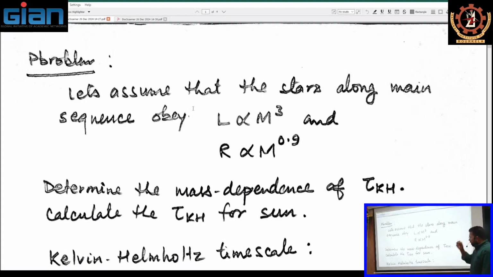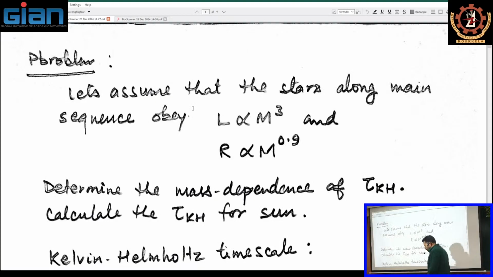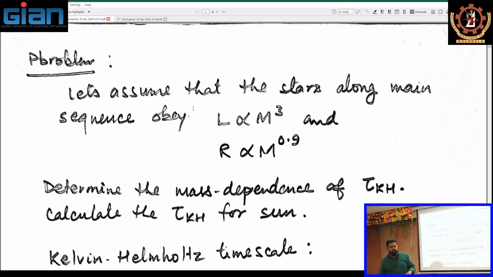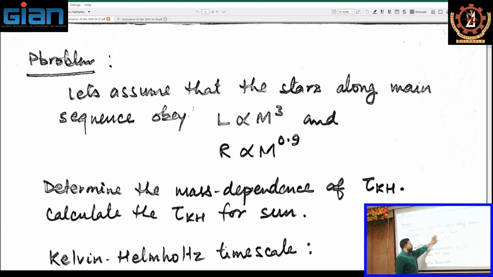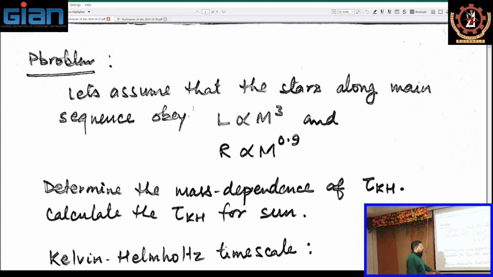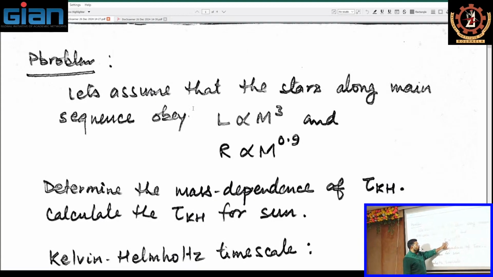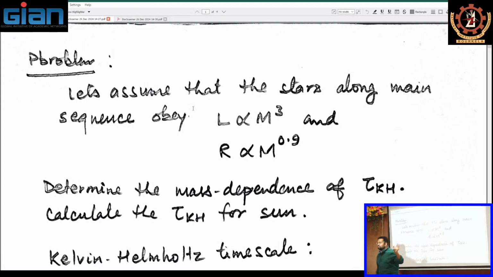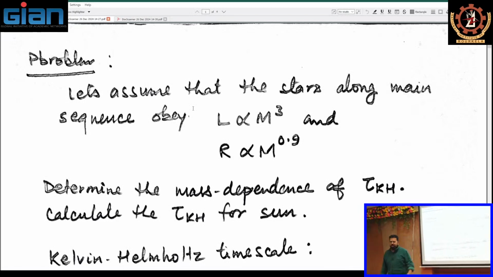Now let's assume that we have a group of stars along the main sequence, and they obey the mass-luminosity relation we have just derived. So for them, luminosity is related to M cube, and they also have a relation between radius and mass, where radius is almost proportional to mass. Here in this case we are taking not exactly 1, but R is proportional to M to the power 0.9.